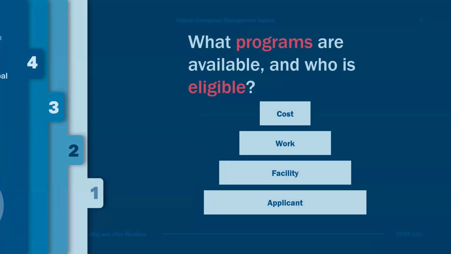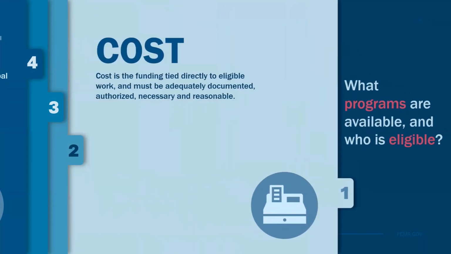What programs are available and who is eligible? FEMA Public Assistance becomes available when an area has received a presidential declaration of an emergency or major disaster. The four basic components of PA eligibility are cost, work, facility, and an applicant. Cost is the funding tied directly to eligible work and must be adequately documented, authorized, necessary, and reasonable. Eligible costs include labor, equipment, materials, contract work, as well as direct and indirect administrative costs.